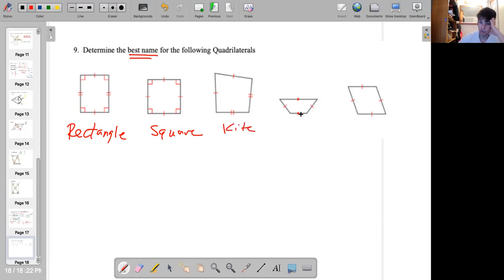Here we have a trapezoid, but actually an isosceles trapezoid. And then here we have 4 congruent sides. That is our defining characteristic of a rhombus.